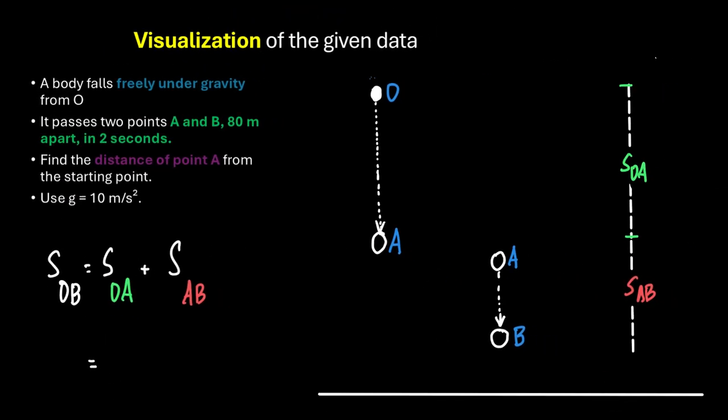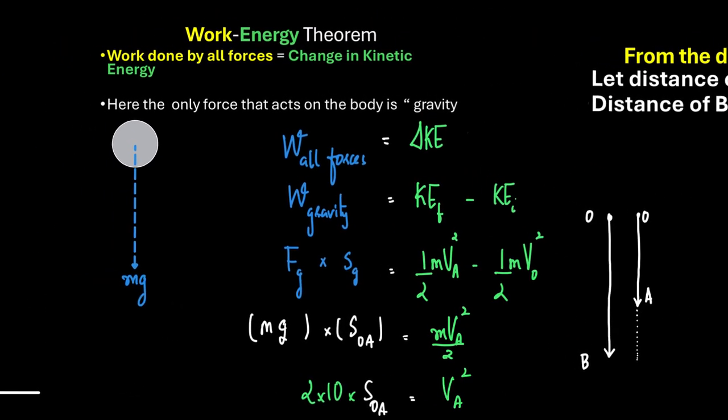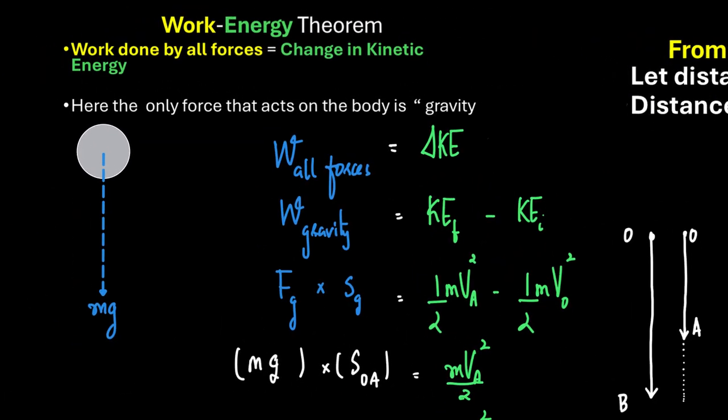So a body falls freely under gravity from O. It passes two points A and B, 80 meters apart, in 2 seconds. We've been asked to find the distance of point O from A, right? Now, since it is only gravity that is acting on the body here, the work done by all forces is actually the work done by gravity alone.